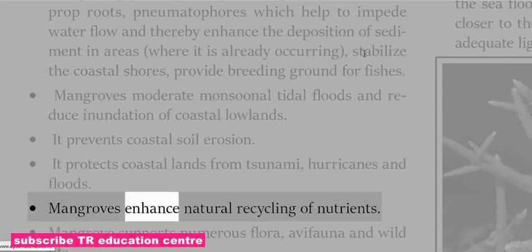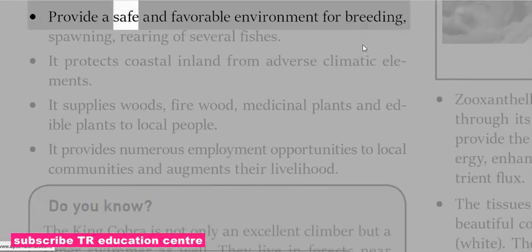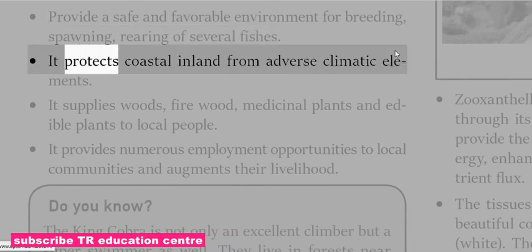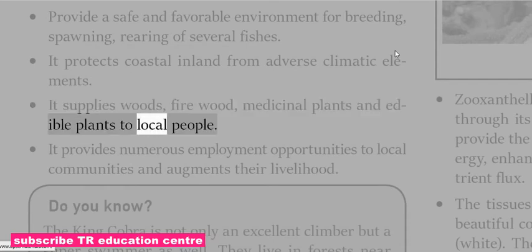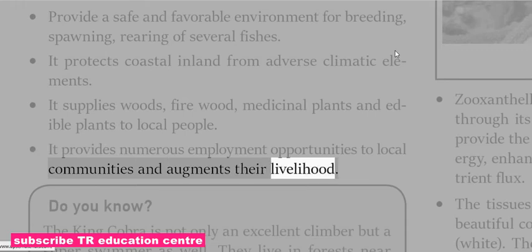Mangroves enhance natural recycling of nutrients. Mangroves support numerous flora, avifauna and wildlife. They provide a safe and favorable environment for breeding, spawning, rearing of several fishes. It protects coastal inland from adverse climatic elements. It supplies woods, firewood, medicinal plants and edible plants to local people. It provides numerous employment opportunities to local communities and augments their livelihood.